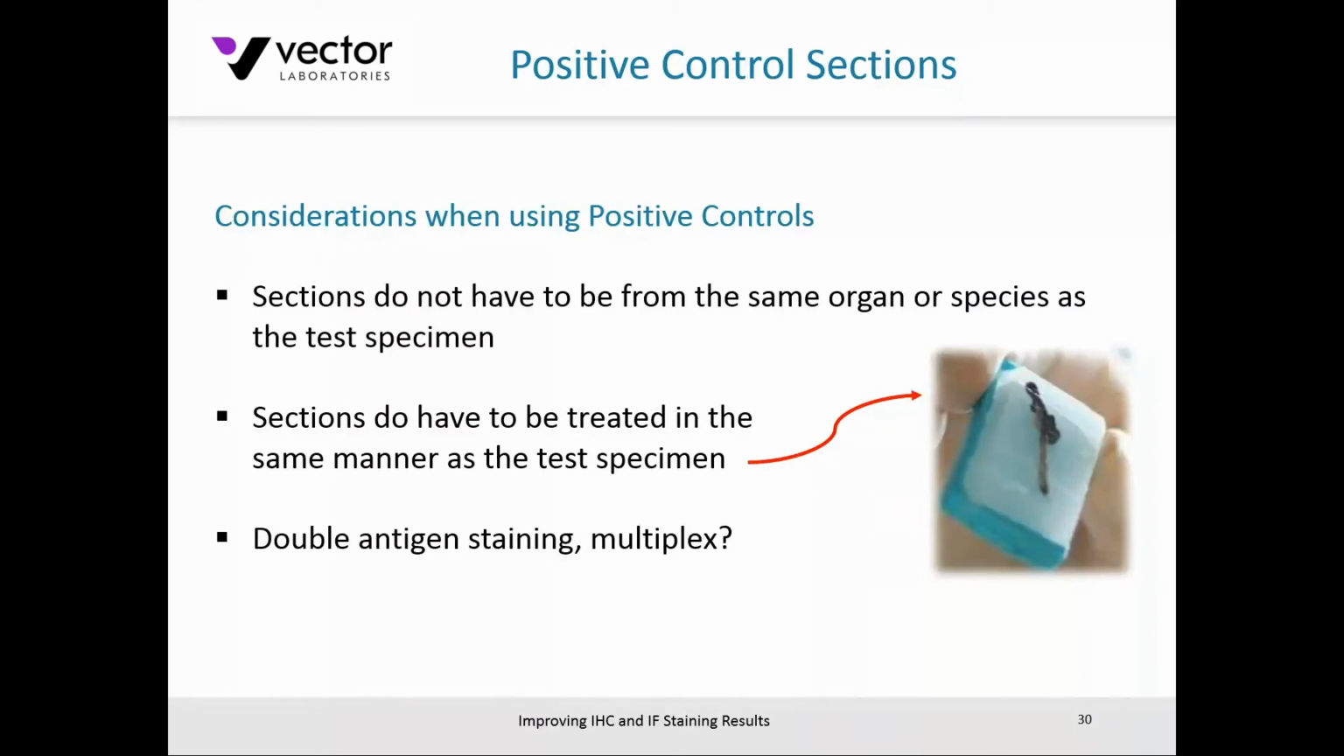I've got a little note down here about double antigen staining or multiplexing, for example. What do you do in those cases? I would highly recommend breaking down the particular assay. You will have to run positive controls for each of the target antigens you're looking for to make sure that you are getting appropriate sensitivity and specificity as per that multiplex.